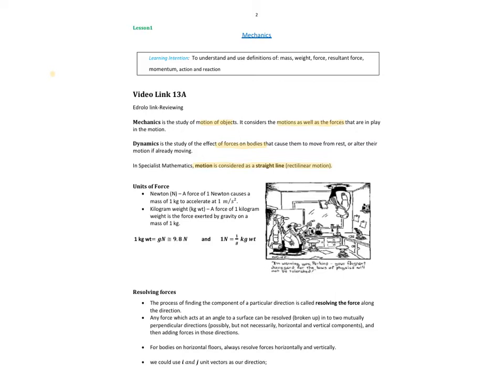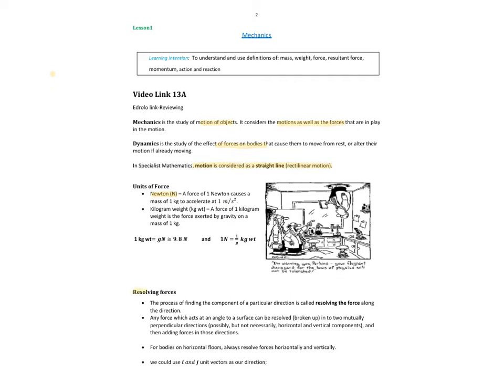All right. Our unit of force is the Newton, typically written N. And 1 kilogram weight is g Newtons, or 9.8 Newtons. So that's the force relating to gravity.